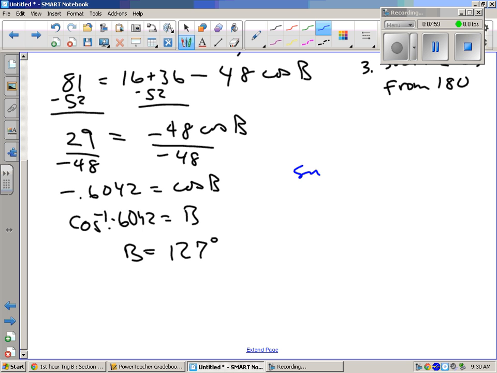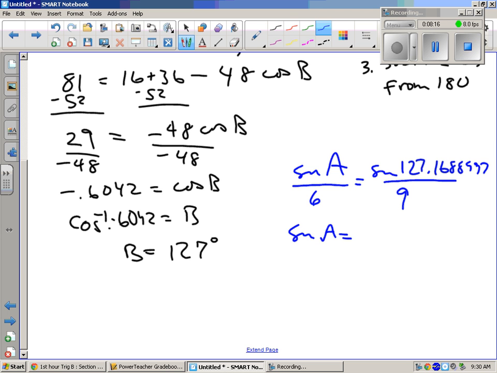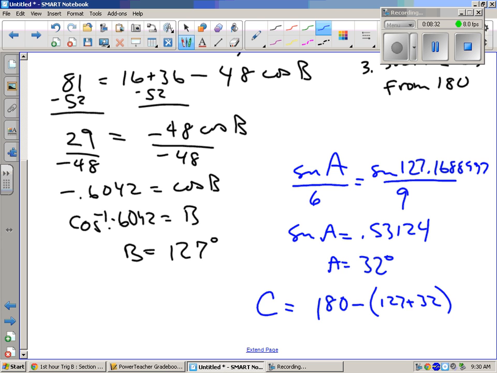So the sine of angle A, I'm going to choose to pick A, over 6 is the sine of 127.1688997. Make sure you use the entire decimal over 9. And then I want to cross multiply and I get sine A equals 0.53124. And the inverse sine, I get A equals about 32 degrees. And to get angle C, I take 180 minus 127 and 32. So I get angle C to be 21. So those are my other answers.